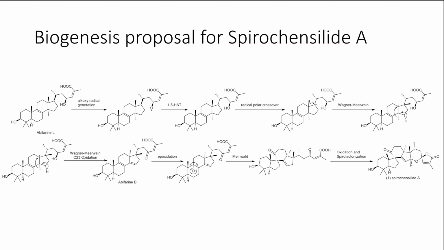The group proposed a possible biogenesis pathway for Spirochensilide A. They expected that the pathway will start at abiferrin L and an alkoxy radical generation. Then, a 1,5 hydrogen atom transfer results in a carbon radical, which then oxidizes and undergoes 2 Wagner-Meerwein rearrangements to form abiferrin B. Then, abiferrin B undergoes epoxidation and a Meinwald rearrangement with oxidation and spirolactonization furnishes Spirochensilide A.